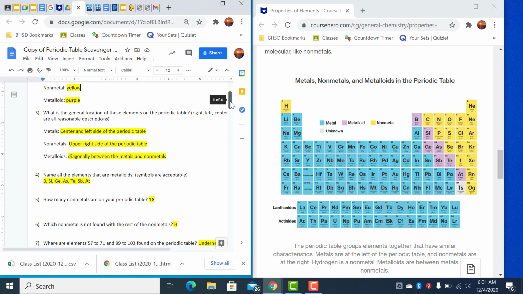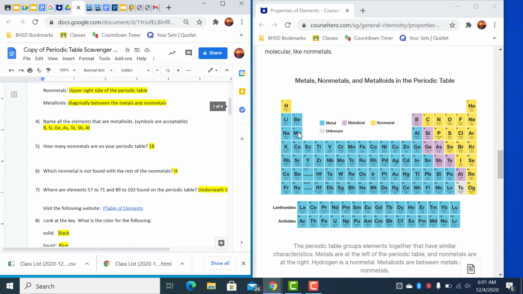Okay, next. Name all the elements that are metalloids. Well, they're all your purple ones here. So I just put all those symbols there for number 4. How many nonmetals are on your periodic table? Okay, I just counted up all the yellow ones, and I had 18. Sometimes when people do this, they do forget hydrogen, so be careful with that one.